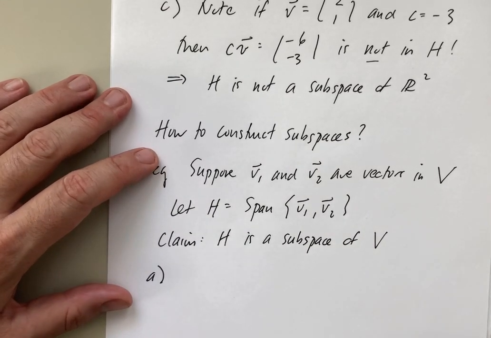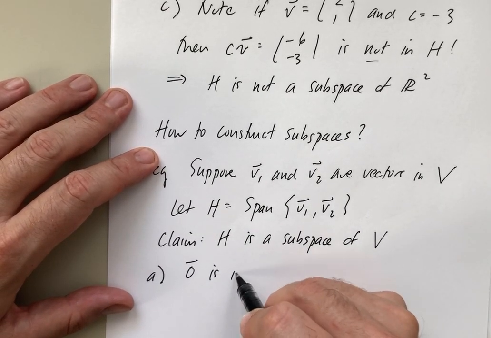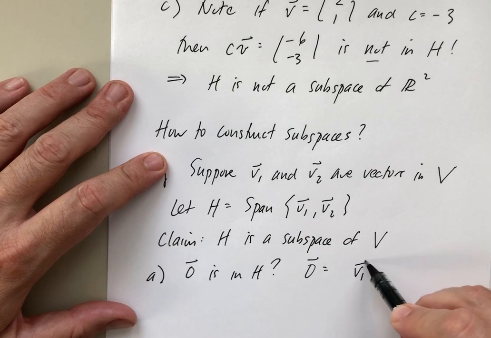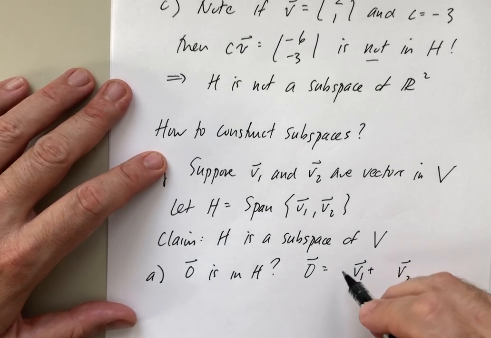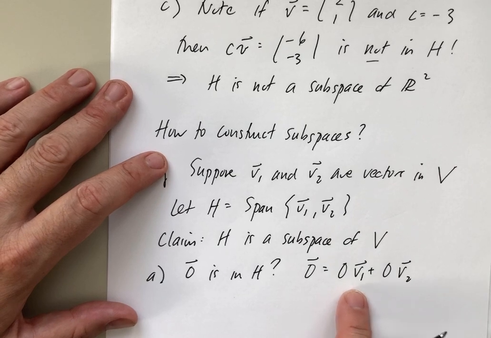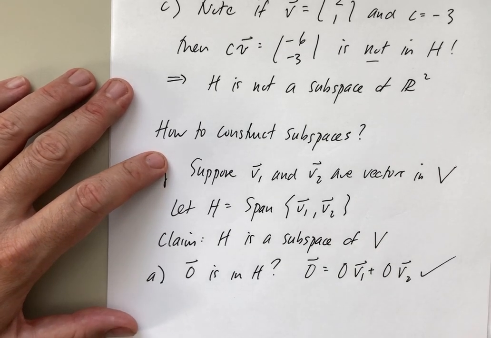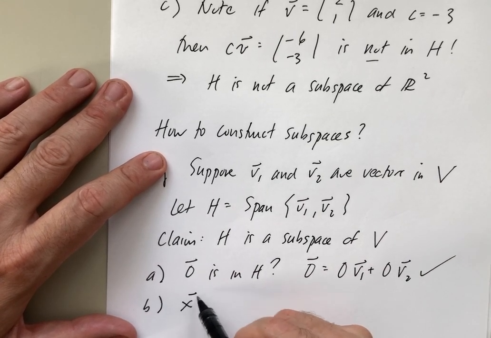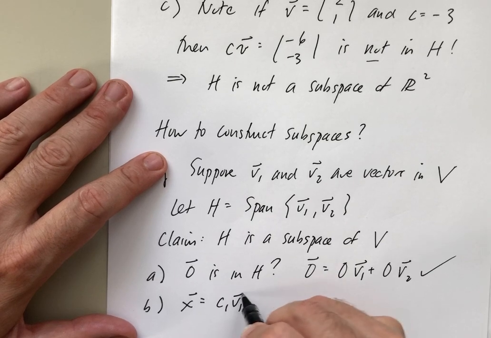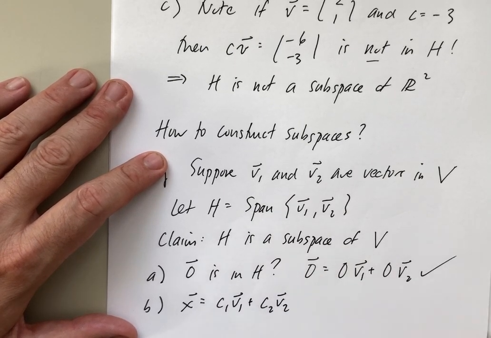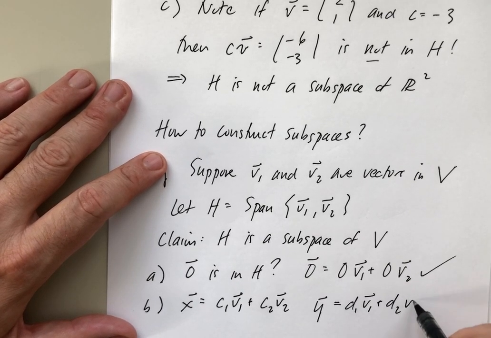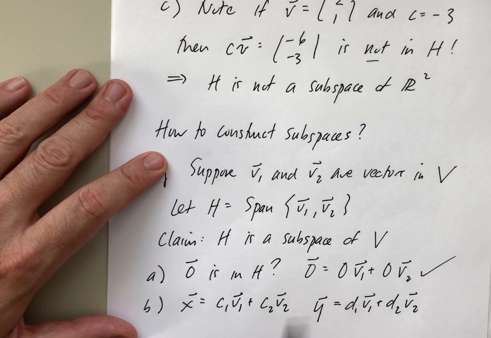So remember, if I want to check if it's a subspace, the first thing is, is 0 in H? Well, let's see. Can I write the 0 vector as a linear combination of V1 and V2? All right, we've seen this 100 times now that you can always take this sort of trivial linear combination, and you get the 0 vector, okay? What happens if I take, let's say, X is a linear combination of these two vectors, and Y is a linear combination of these two vectors? So these are two vectors that are in the span.